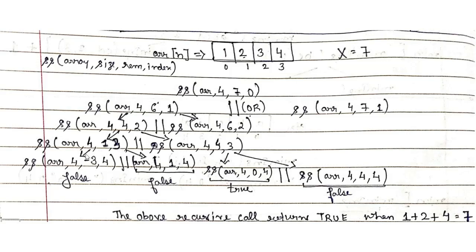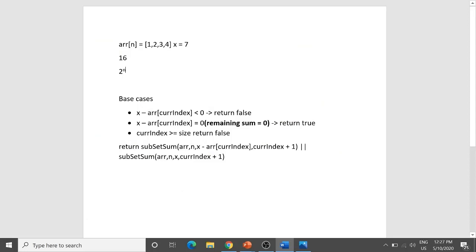So if I include the element present at index 3, what is the sum which I am left with? I am left with 1 minus array of index 3, and array of index 3 is 4. So 1 minus 4 is minus 3. So this last subproblem says that, look, I am left with only one element, which is 4, and I am left with a sum of 1. So can I make 1 out of this 4? So again, how do I do it? I branch out by including 4 in one scenario and by excluding 4 in another scenario.